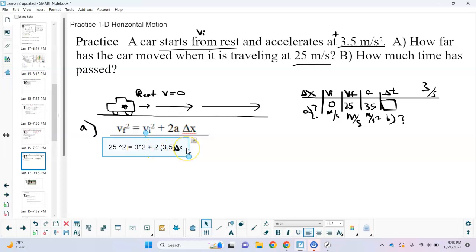That delta is giving me trouble. There we go. 25 squared is 625. 0 squared is 0. 2 times 3.5 is 7. And then we have the triangle X again. So I'll again draw on a triangle here.